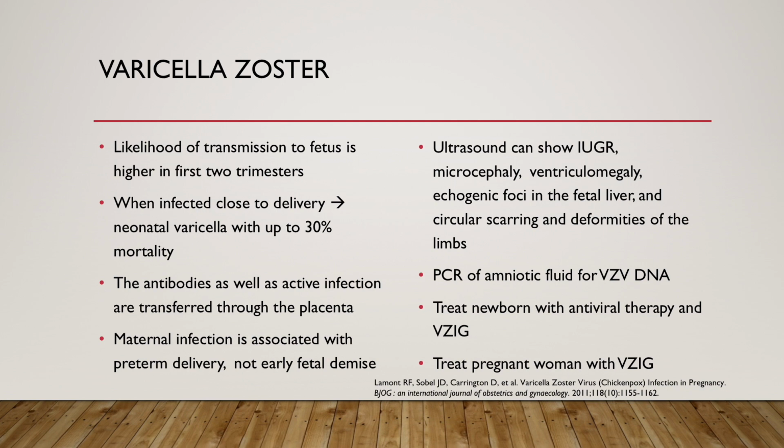PCR of the amniotic fluid can be done to test for varicella zoster DNA. If the newborn is born with congenital varicella syndrome, you can treat with antiviral therapy as well as varicella immunoglobulins. You will also want to treat pregnant women with immunoglobulins if there is a high concern of transmission. However, you would not want to give the chickenpox vaccine to a pregnant woman.